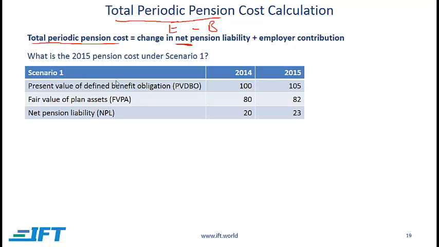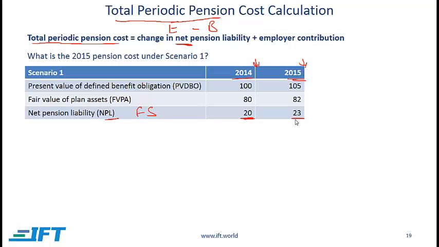So let's look at a simple example. We are given the present value of the defined benefit obligation at the end of 2014 and end of 2015. Similarly, we are given the fair value of plan assets at the start of 2015 and end of 2015. So these are end of year numbers. So 80 over here means beginning of 2015. And for your convenience, we are also giving you the net pension liability or the funded status. So at the end of 2014, we have a net pension liability of 20, and at the end of 2015, we have a net pension liability of 23.